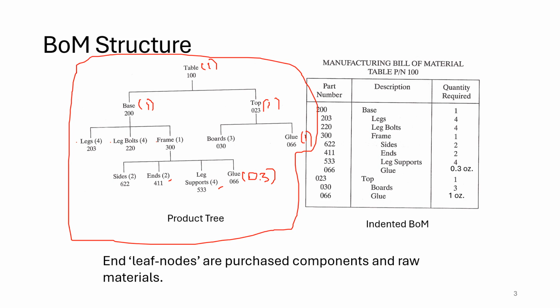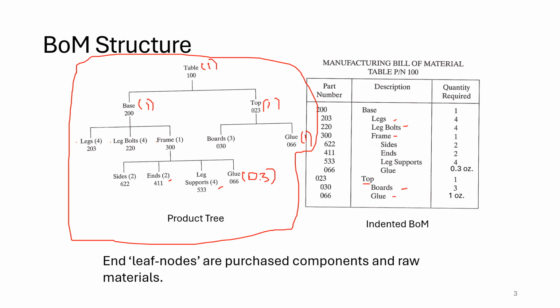So for example, the base, which is the first subassembly to build the table, has 3 subassemblies itself, which is the legs, the leg bolts, and the frame. The legs and the leg bolts are parts, and the frame over here is another subassembly, which is in turn made up of sides, ends, leg supports, and glue. Similarly, the other subassembly required to manufacture the table is the top, which is in turn made up of 2 parts, which is the boards and the glue.